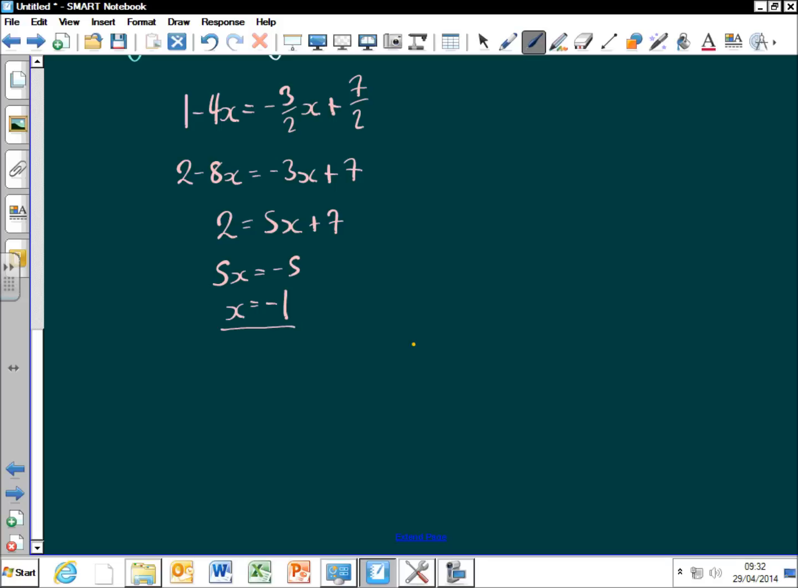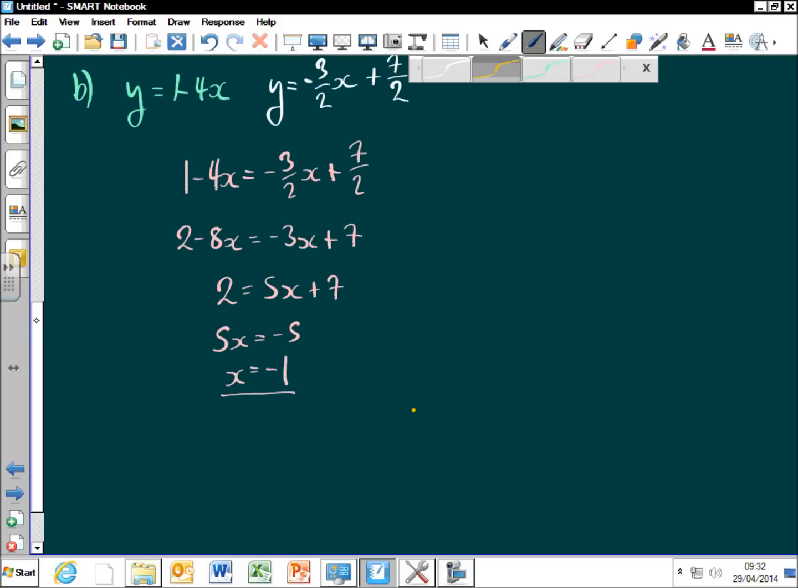Okay, so I've got the x coordinate. Now to find the y coordinate, I can just sub this x value back into one of these line equations up here. It doesn't matter which one. It's probably easy to sub it into the one on the left.